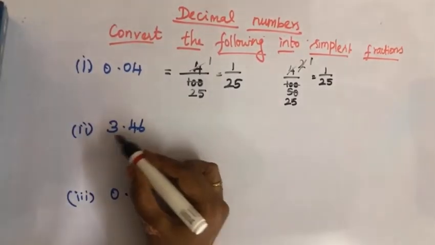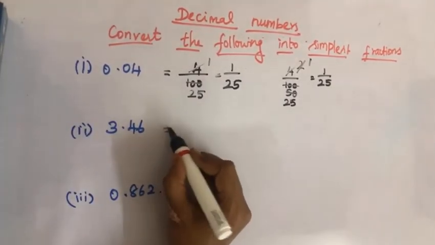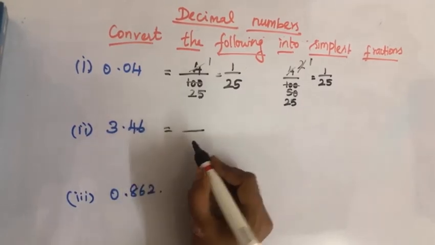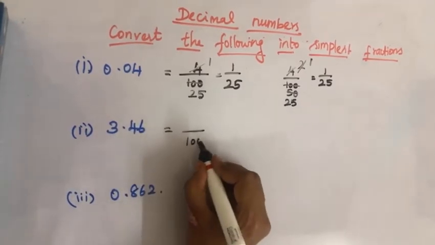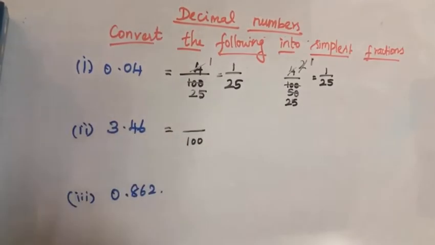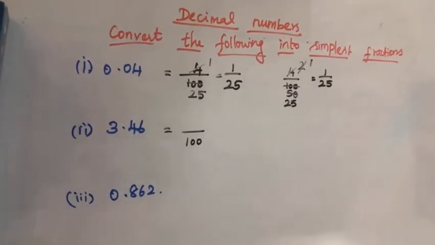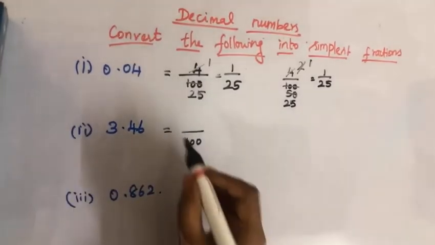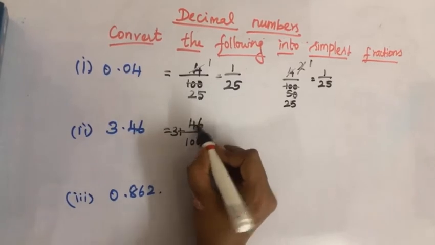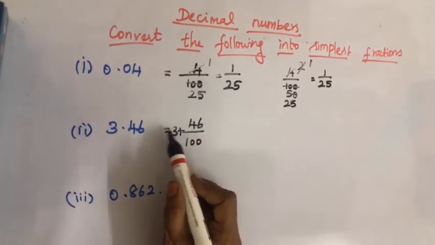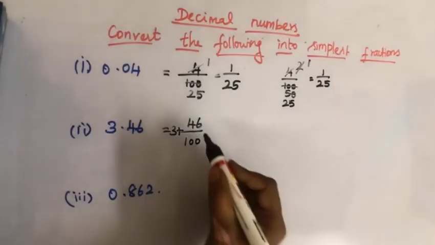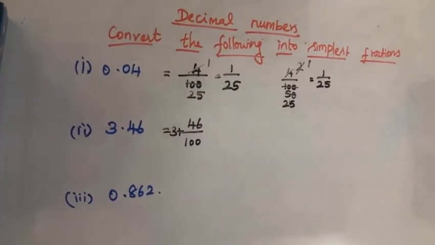Okay. So, 3.46. If there are 2 decimal places, what will come in the denominator? 100. Okay. So, 3.46 we can write as 3 plus 46 by 100. Okay, 3 plus 0.46, so 46 should come in the numerator. So, 3 plus 46 by 100.